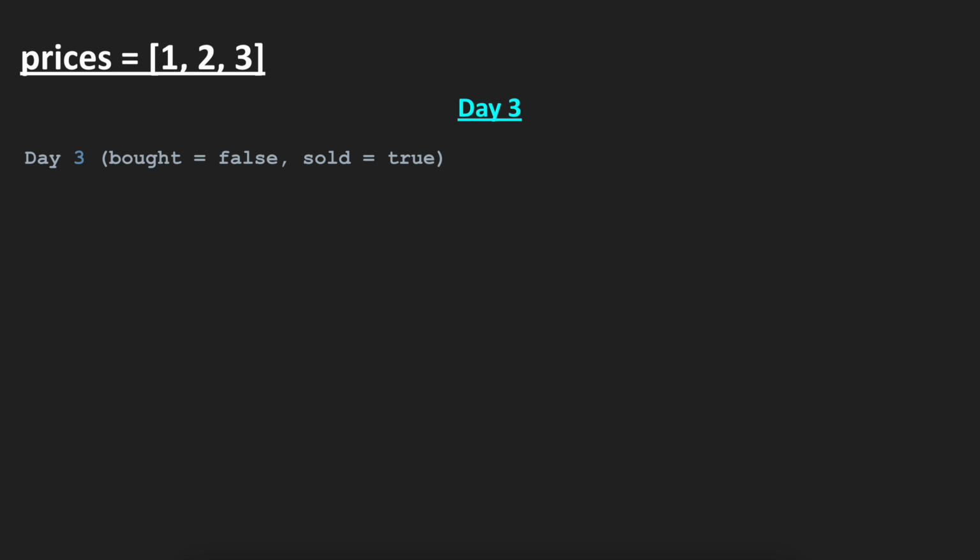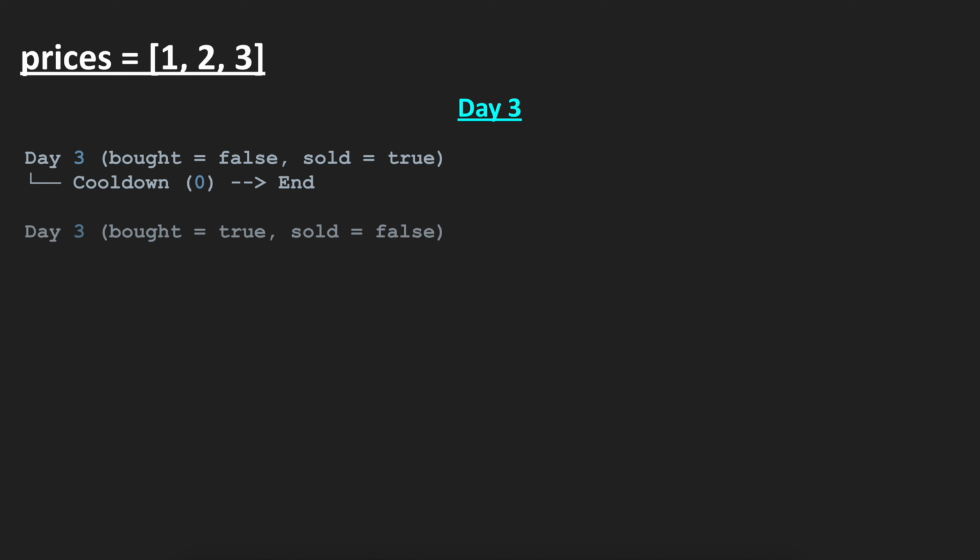At day 3, how many options do we have? If we bought at day 1 and sold at day 2, which means that bought equals false and sold equals true, in that case we have only one option. The option is that we need to have a cooldown day. And that was the last day.